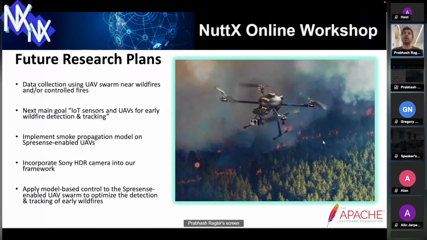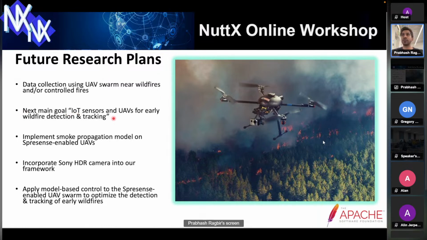So we have a lot of future plans that we are aiming towards over the next year. We have collected data using one UAV, but when we have the full swarm ready, we would actually collect data using the entire swarm. This will allow for better data collection. We will be able to collect at different points in space at the same time, which will help with our model.